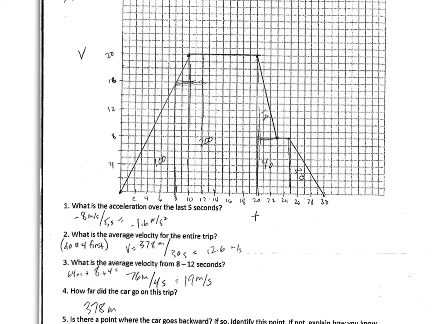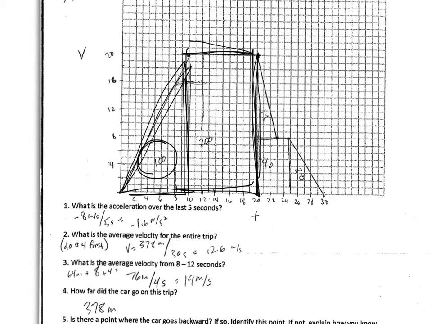We really can't do that without first answering question number 4, which is how far the car went on the trip. So this is kind of a complicated shape, so I broke it up into some simpler ones. I had one triangle here that has a height of 20, a base of 10, so 1/2 base times height gives me 100 meters of displacement. I had a big rectangle in the middle that is 10 by 20 for a total of 200 meters.